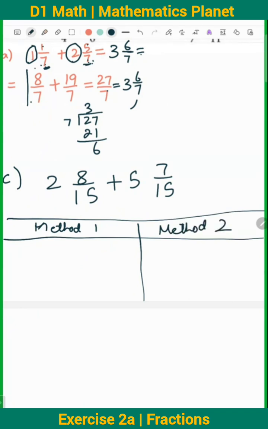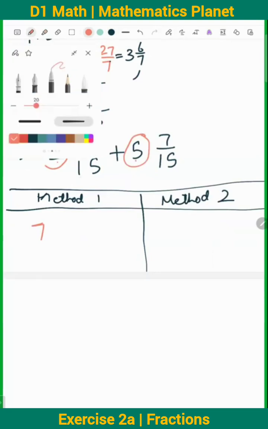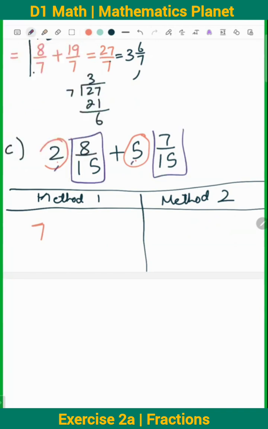Okay, so what is method 1? These are the whole numbers for both of the mixed fractions. So add the whole numbers. 5 plus 2 is 7. Now we are going to work on the fractions. Listen to me carefully. The fractions have the same denominator? Yes. So you just need to add the numerators. 8 plus 7 is 15. So you got 15 by 15. Now you can simplify it. 7 whole 15 by 15 is 1, right?